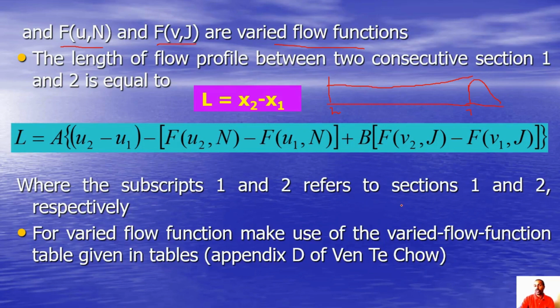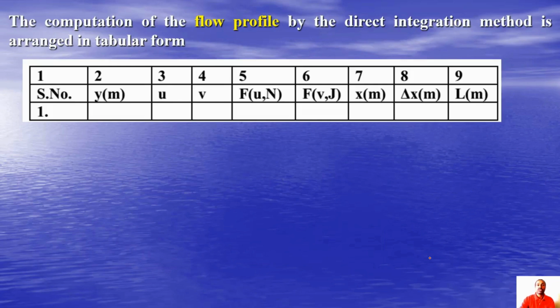It refers to section 1 and section 2. Then for the varied flow function, make use of the varied flow function table, which is given in appendix D. Let me show you this one, the computation of the flow profile by the direct integration method. You have such a thing, with columns 1, 2, etc. Then you have y. Then you have to calculate u, v, f of u n, f of v j, x, delta x, then the total length.